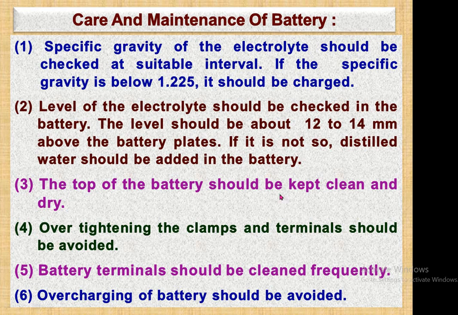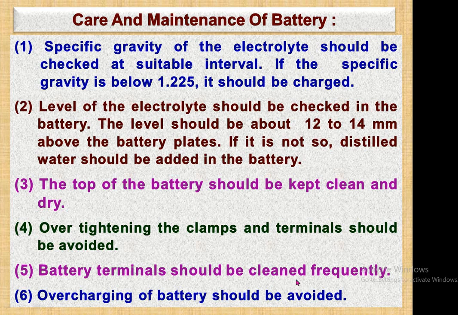The top of the battery should be kept clean and dry. Means the upper portion of the battery where different connection points are there should be kept clean and dry to prevent short circuiting or leakage of the charges, etc. Over tightening of the clamps and terminals should be avoided. Means we are taking different terminals from the battery for taking the power, so in that case the clamps and terminals should not be over tightened.